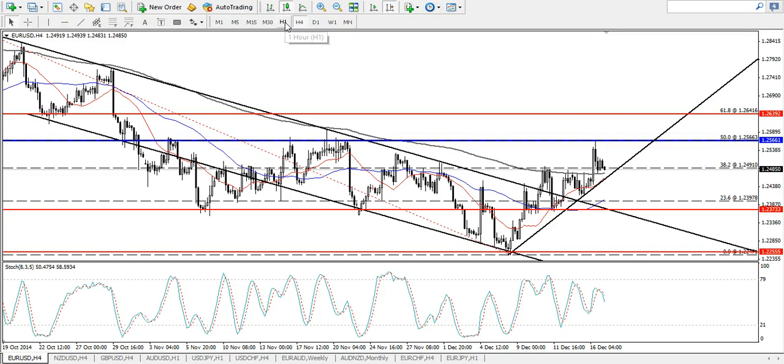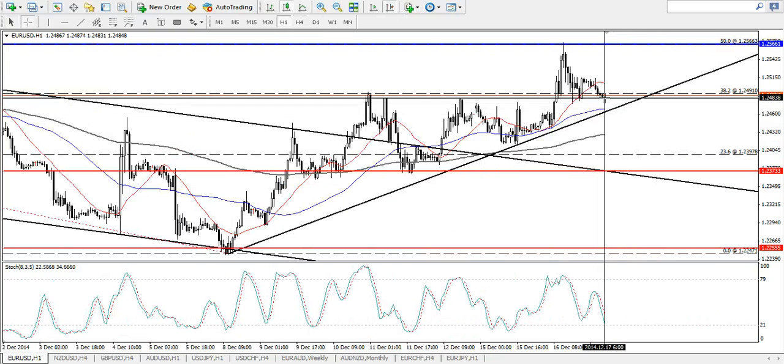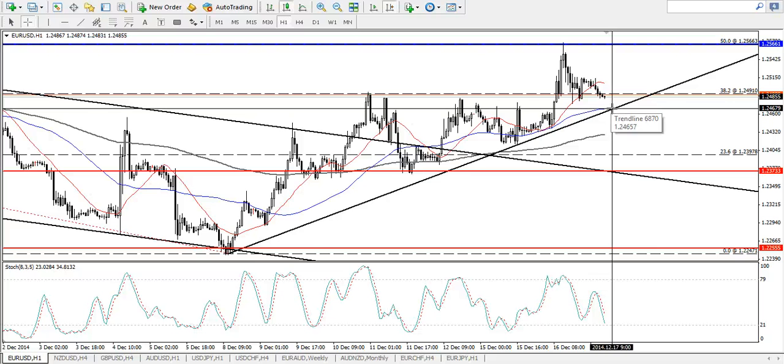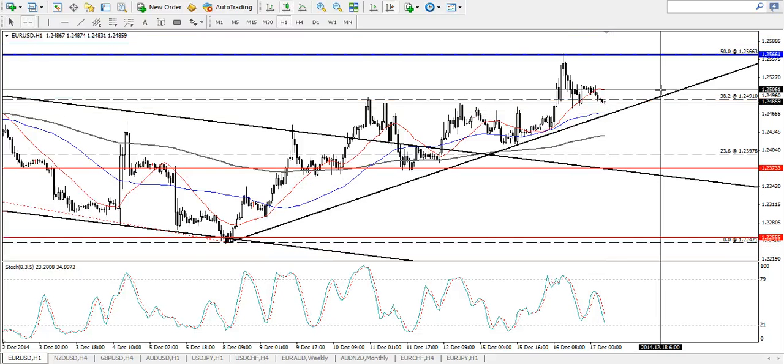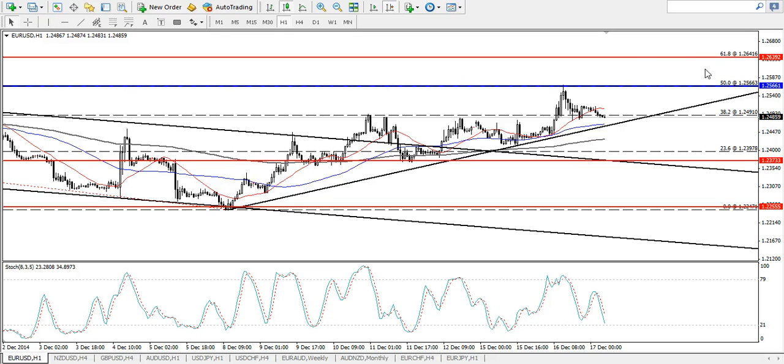If we are looking at the upside, we shall wait, let's zoom in to the 1-hourly charts. We shall wait for price to touch the rising trend line over here. If there's a setup, go for a long. Then the first level to look out for is the 1.2566 retracement level of 50%, followed by the retracement level of 61.8%, the price of 1.2641.